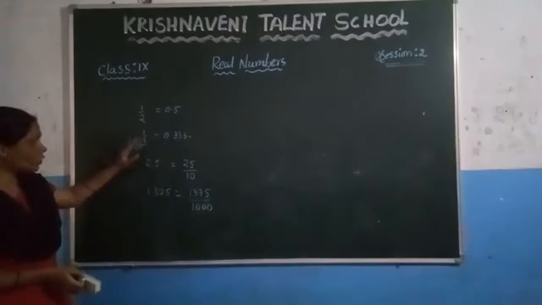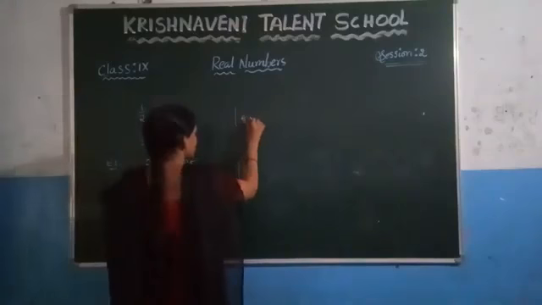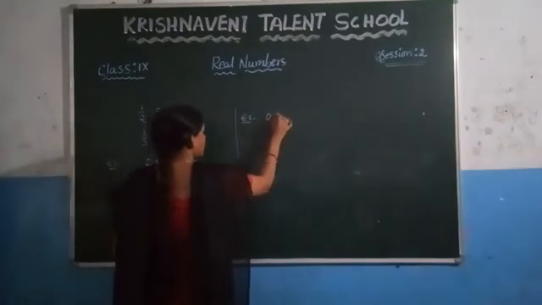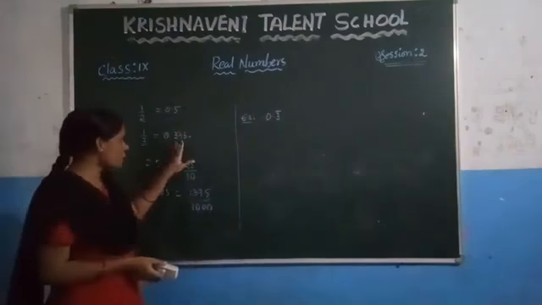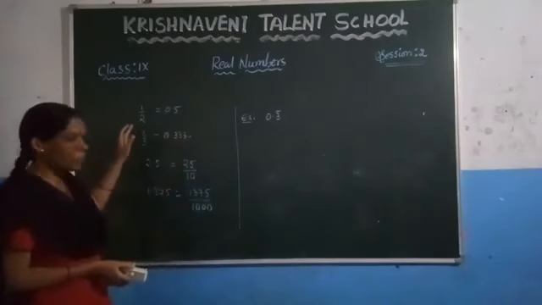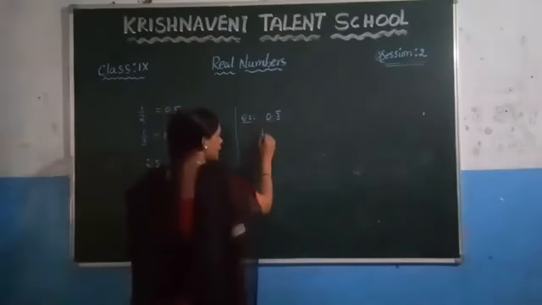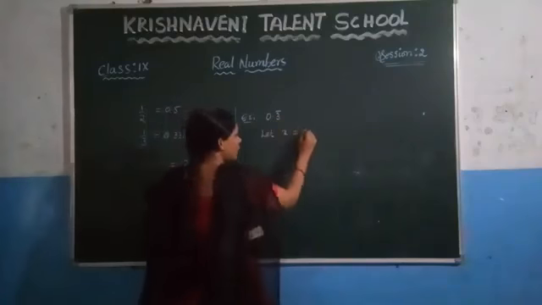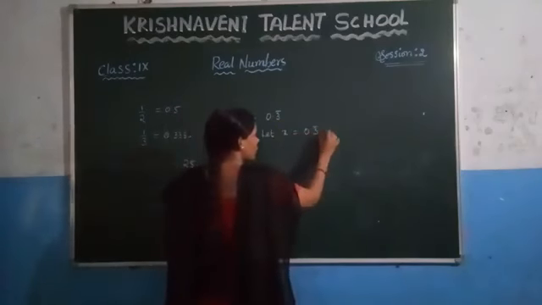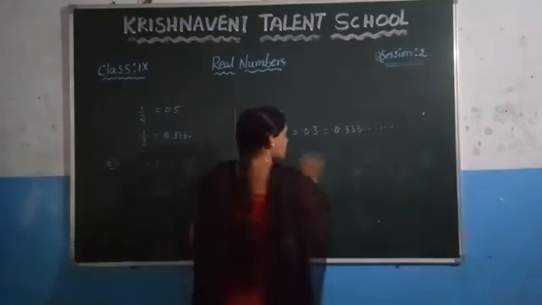Suppose you are given a non-terminating decimal. Let us consider the example 0.3 bar, right? This one is 0.333. Now you have to write this in the form of a fraction. How do you solve it? There is one process here. Let us consider this number as x. So what is the number given? 0.3 bar. We can write it as 0.3333 and so on.